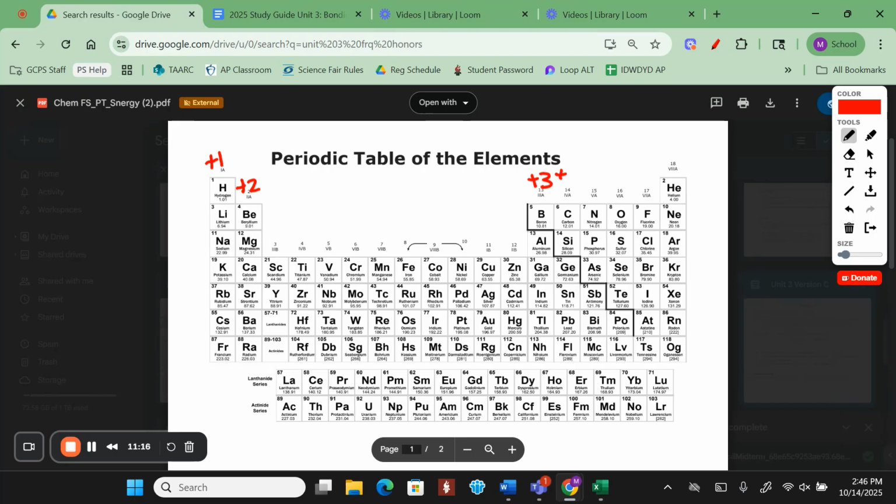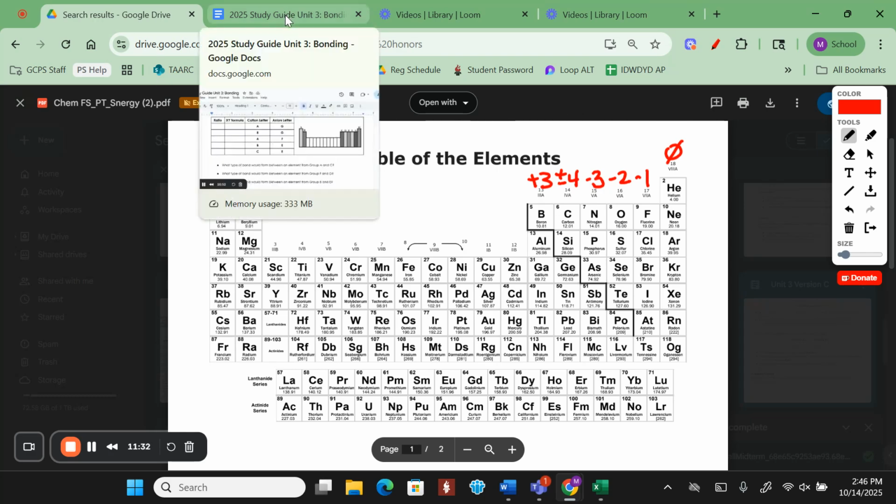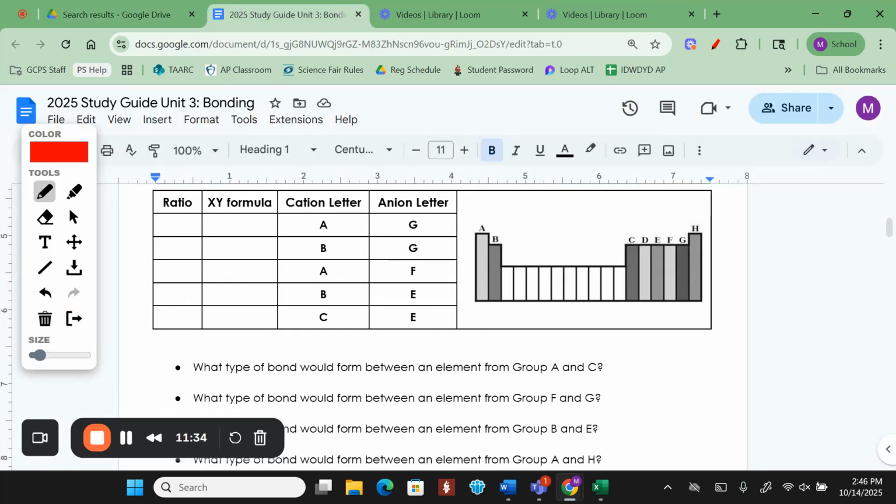Anything in group 14 is going to be plus or minus 4. Group 15 is -3. Group 16, -2. Group 17, -1. And group 18 is going to get us to 0. We can basically take this same file and put it onto the periodic table that's been labeled as columns A through H. If I go to cation A, that would be +1. If I go to G, that's going to be representing the halogens. That's going to be -1.